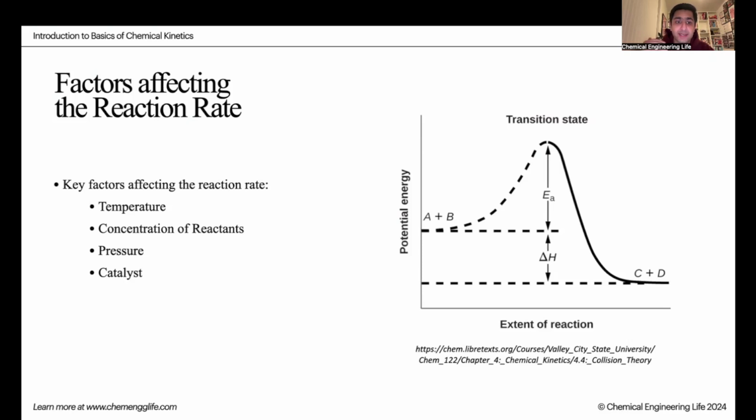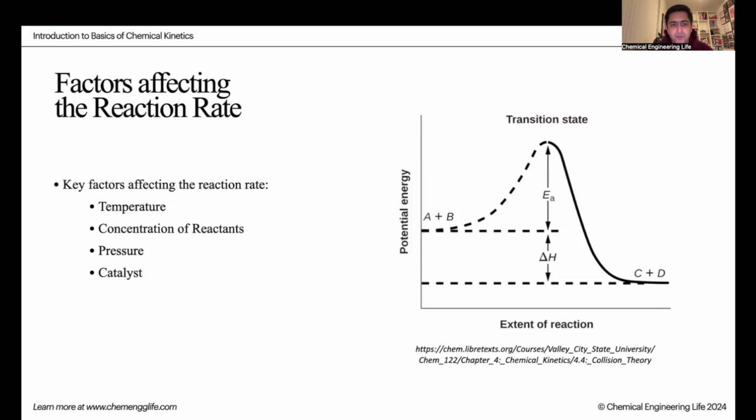If they have more kinetic energy, they are moving around a lot faster. That means that there's a higher probability of collision. And secondly, they have more energy to collide and reach the activation energy stage. So that means the first factor, that is temperature. The second one is the concentration of the reactants.